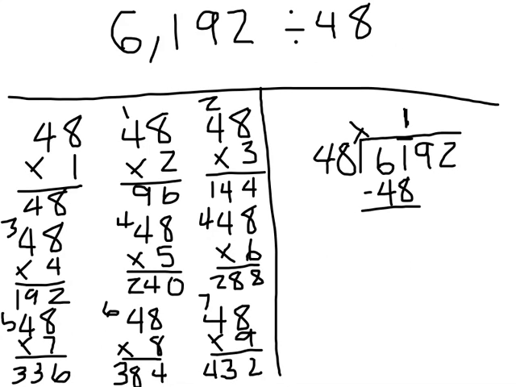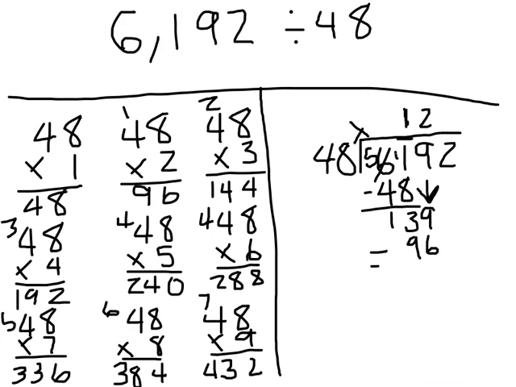Now I need to subtract. What's 61 minus 48? Well, I need to borrow. 11 minus 8 is 3. 5 minus 4 is 1. I can bring down my 9 to start dividing in the tens place. How many groups of 48 tens can I take out of 139 tens? I can take 2 groups out. 2 times 48 is 96.